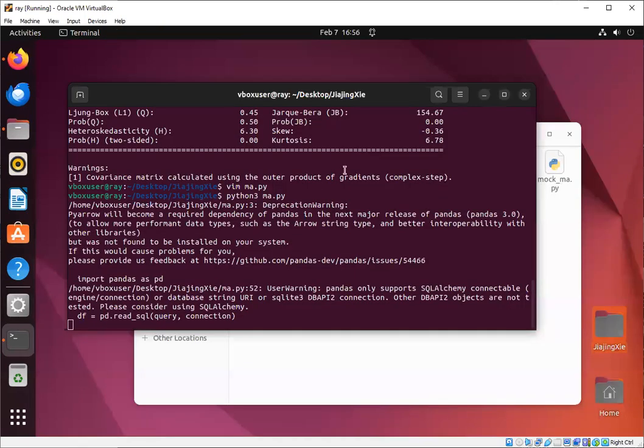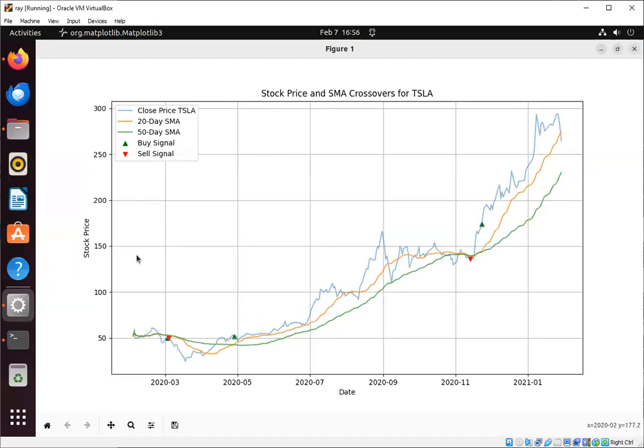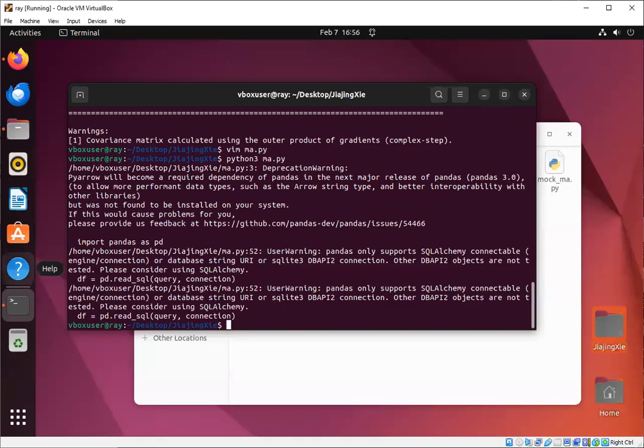This is for Apple, and this is for Tesla. So the same thing, it looks like the 20 days SMA performance is much better. So let's see the LSTM.